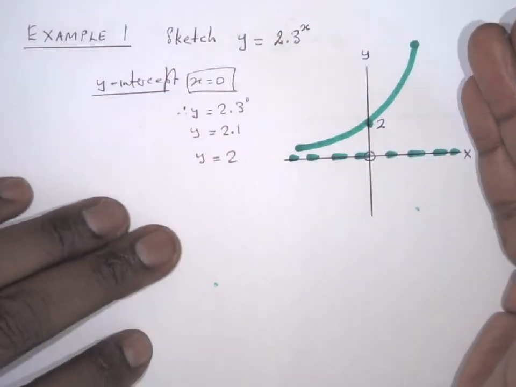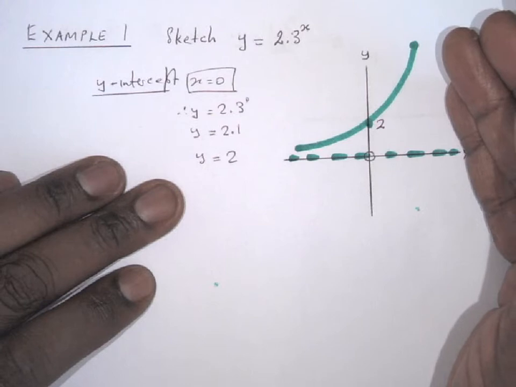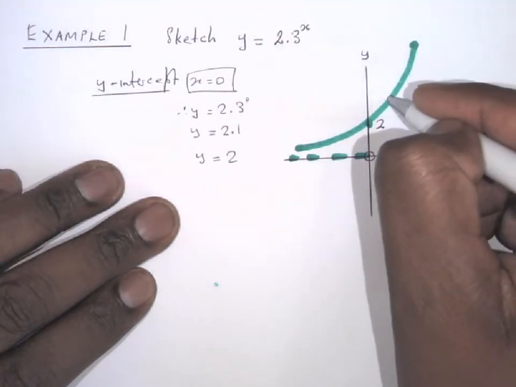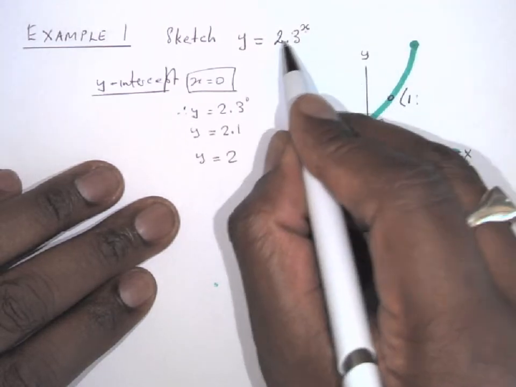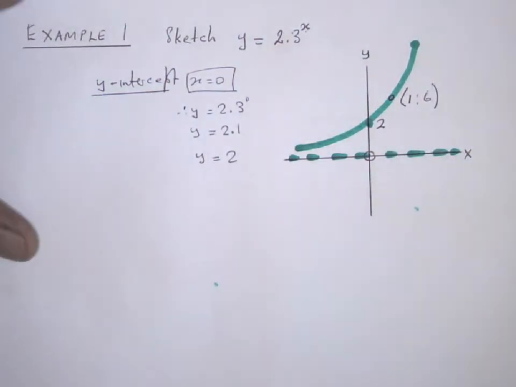Another thing, to make things easier for the examiner to see that you know your stuff, is to choose another point. Say, for instance, you choose when x is 1. If I put x as 1, then y = 2·3^1, which is 6. Let's look at another example.